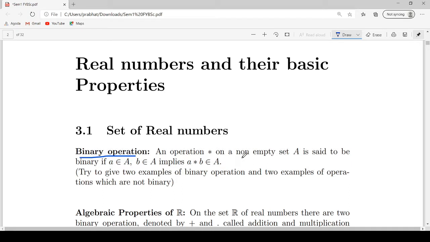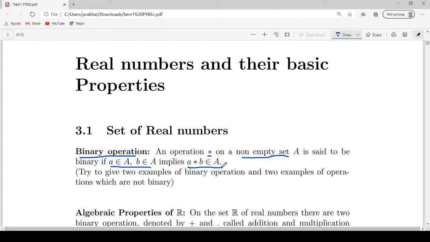If you have a non-empty set A, then an operation star on your set A is called binary if for every element small a and small b inside your set capital A, the new element obtained by performing this operation star, denoted by a star b, is also a member of A.